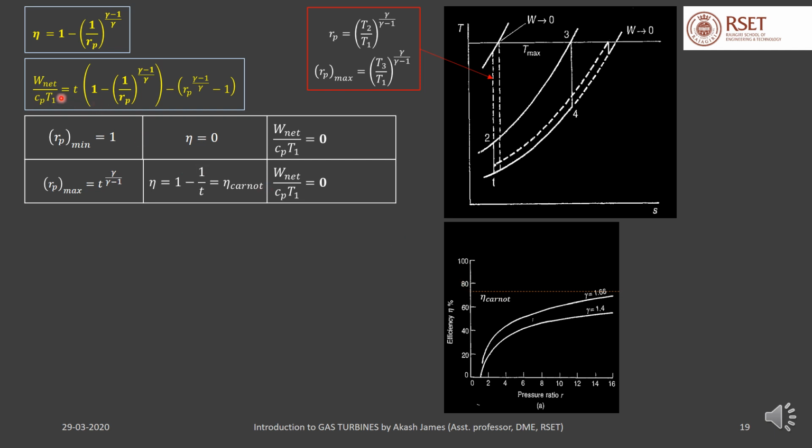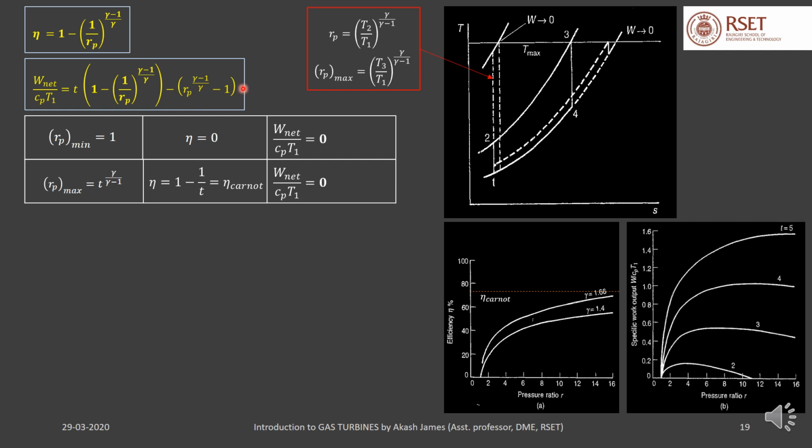But for a specific work output, it depends upon the pressure ratio, gamma, as well as T, that is the maximum to minimum temperature ratio. So when you draw a graph, it must be for different T values. When you draw a graph for specific work output against pressure ratio, it has to be represented for different T values and different gamma values, and different gamma values are not represented here.